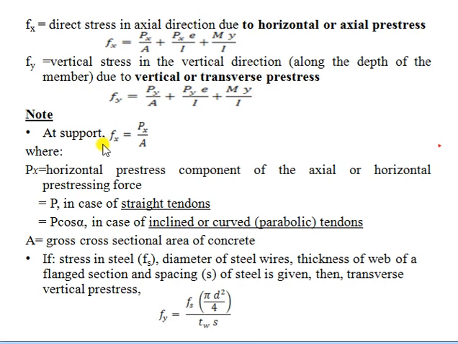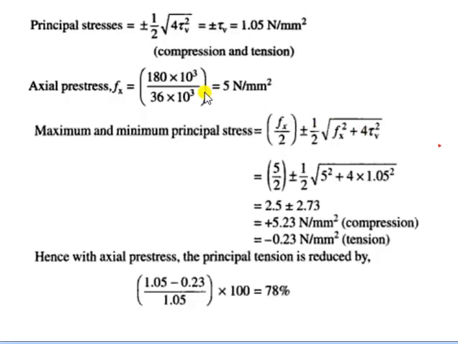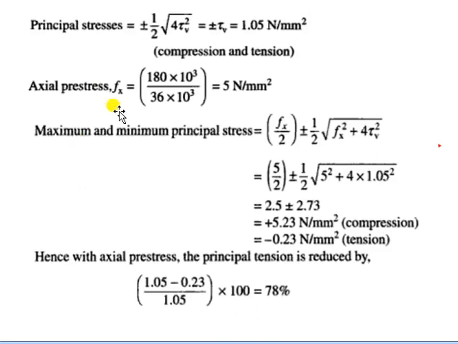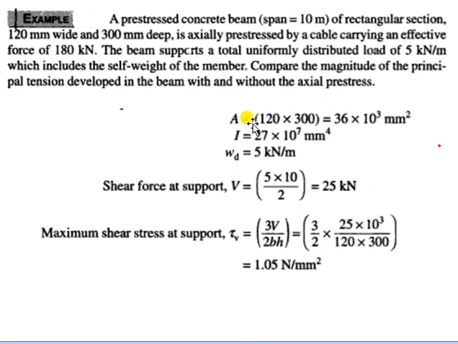See here at support f of x is equal to P by A. The value of P is given, that is 180 kilonewton. Here it is given carrying an effective force of 180 kilonewton. So P is equal to 180 kilonewton. In terms of Newton, it is 180 into 10 to the power of 3 Newton divided by A. So A is the cross section area of the member. The cross section area of the member we have calculated, that is 36 into 10 to the power of 3 millimeter square.